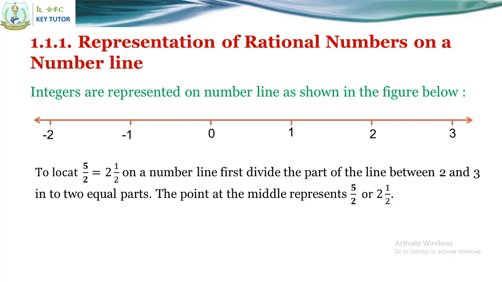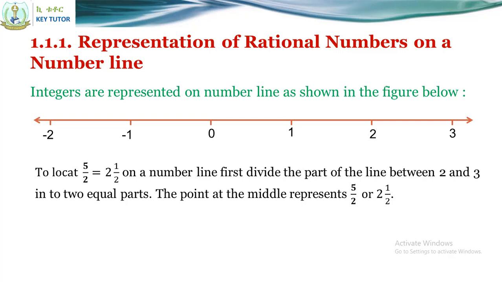Now we want to represent rational numbers on this number line. First off, we have seen integers can be represented on a number line. Now we want to represent rational numbers on the same number line. For example, let us try to represent 5 over 2 on this number line. Previously we have seen that 5 over 2 is 2 and a half when it is written in mixed form, in a mixed fraction.